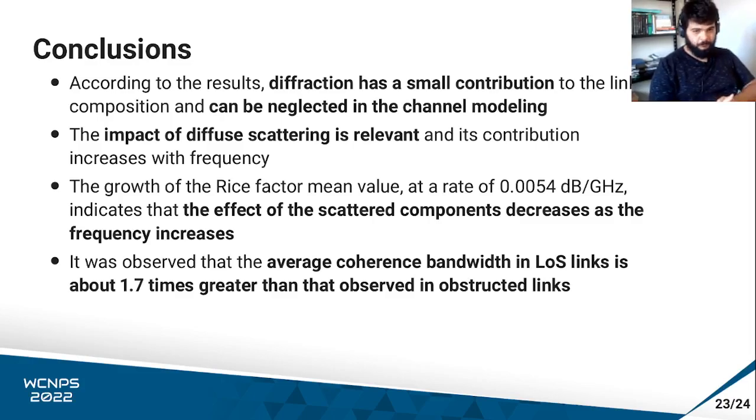In summary, the conclusions of the work are: according to the results, diffraction has a small contribution to the link composition and can be neglected in the channel modeling. The impact of diffuse scattering is relevant and its contribution increases with the frequency. The growth of the rice factor mean value indicates that the effects of the scattered components decrease as the frequency increases. It's also observed that the average coherence bandwidth in line-of-sight links is about 1.7 times greater than that observed in obstructed links.